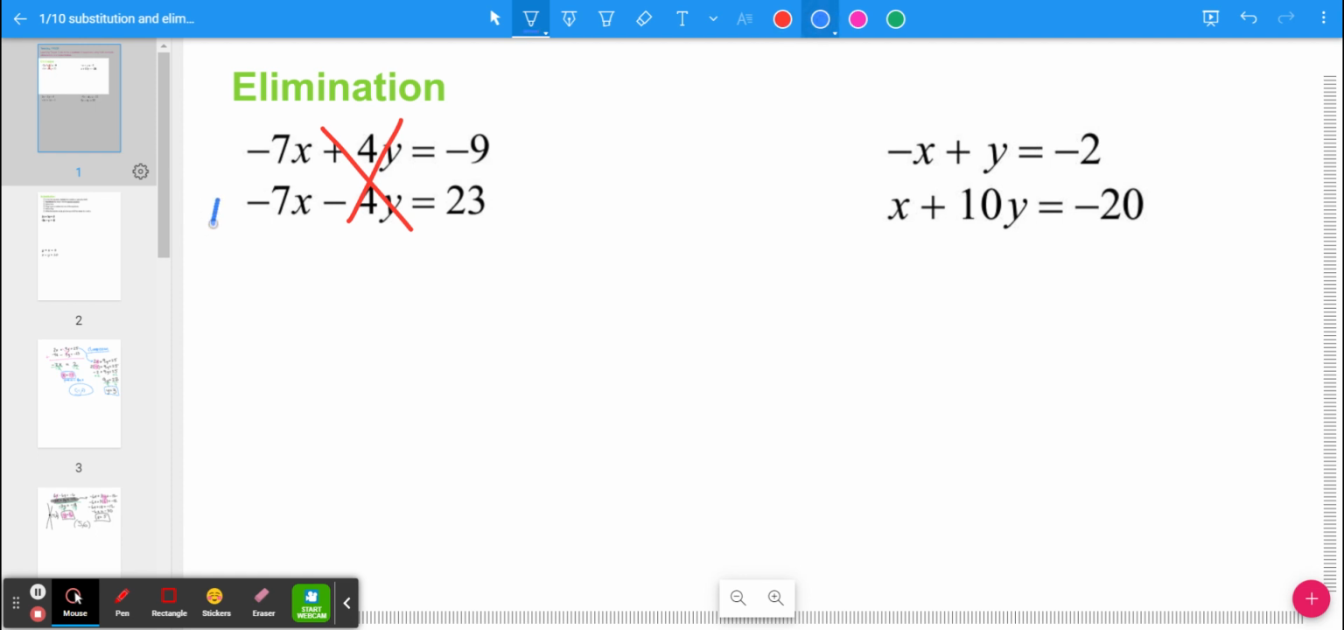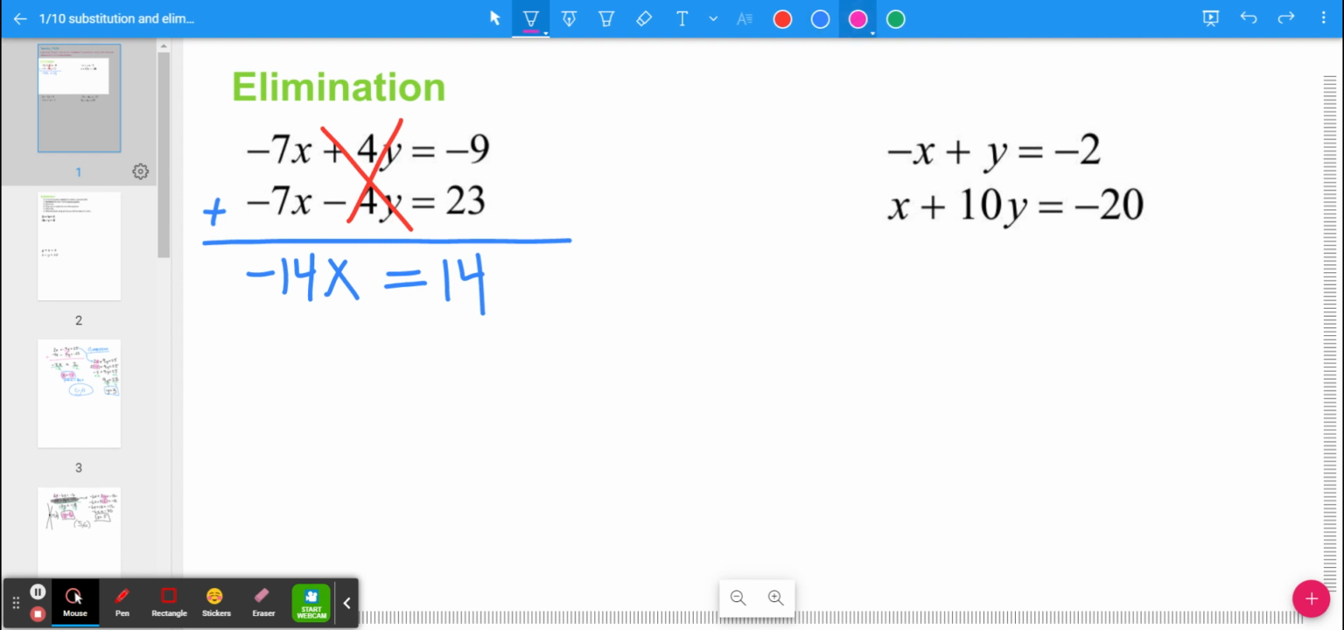The next step, I'm going to take the equations and add them. So I'll be adding this column, negative 7x plus a negative 7x is negative 14x. I'm skipping this whole part because I already eliminated that. So I have left on the right side, negative 9 plus 23. That would be 14. And now we're just going to solve for x. Once I find this x value, I'm going to use that to then find my y value as well.